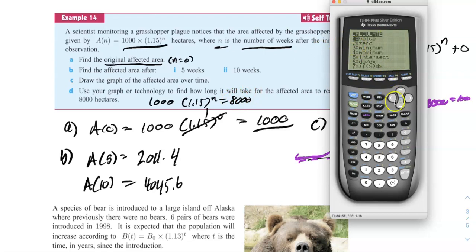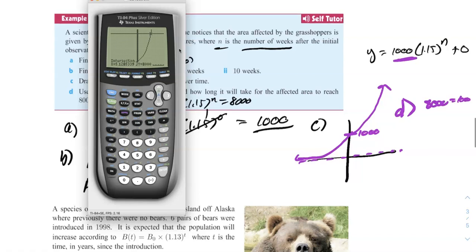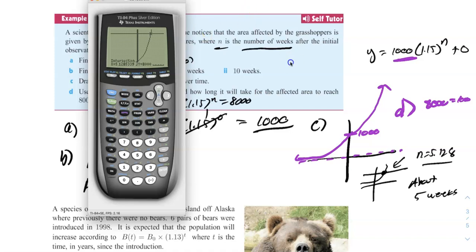So second calculator, intersect. I want to get close to the intersection point around there. Hit enter a couple of times. And we're going to get 5.128. So I would draw the picture. Right there is n equals about 5.128. So it'll take about 5 weeks. So a little more than 5 weeks.